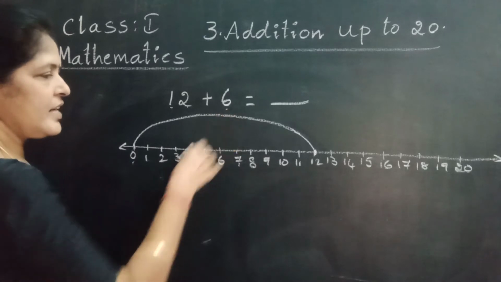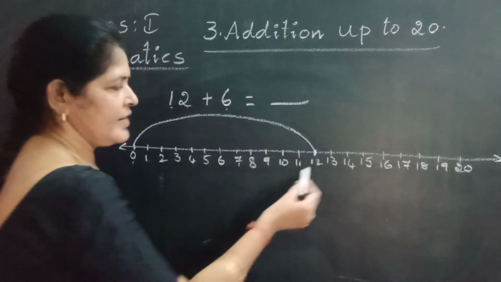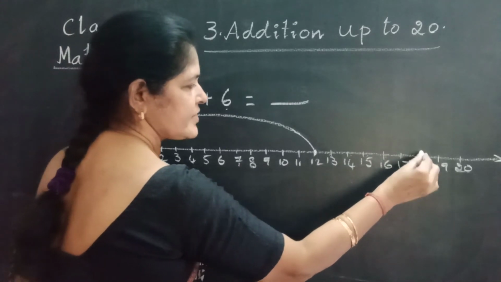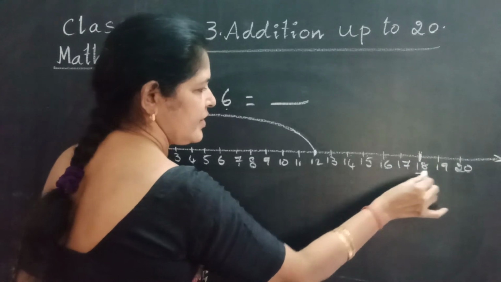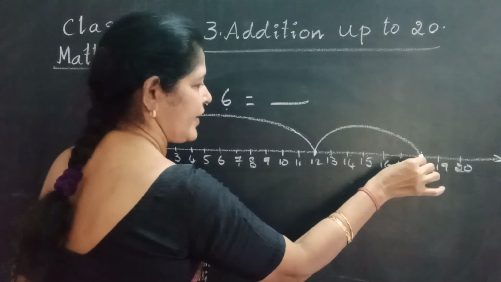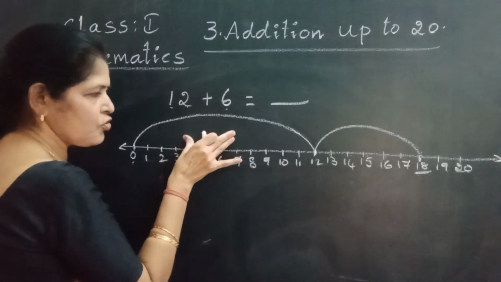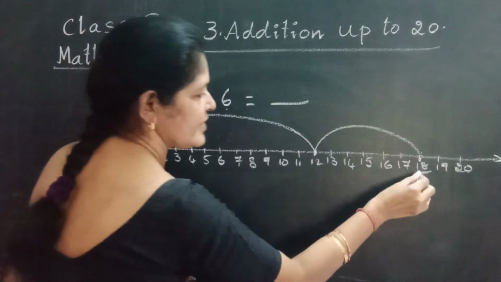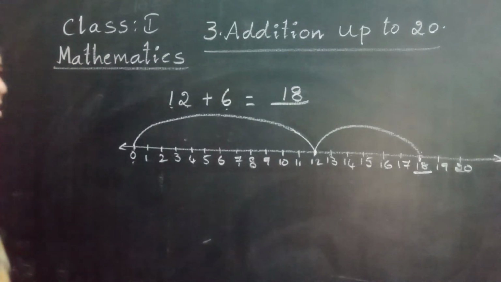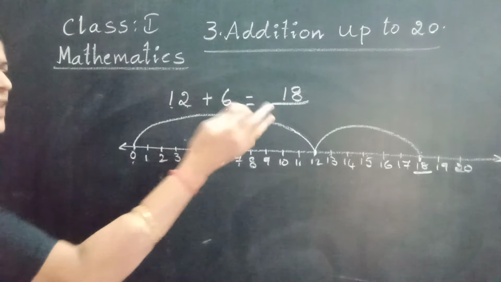Next number is 6. Now move forward after 12, 6 numbers: 1, 2, 3, 4, 5, 6. That means 18 is the answer. Second step goes to move like this. This shows 12 plus 6. This is 12. This is 6. What is the answer? 18. 12 plus 6 equal to 18. This is addition on the number line.